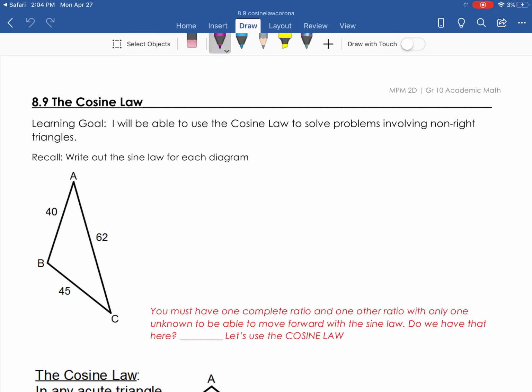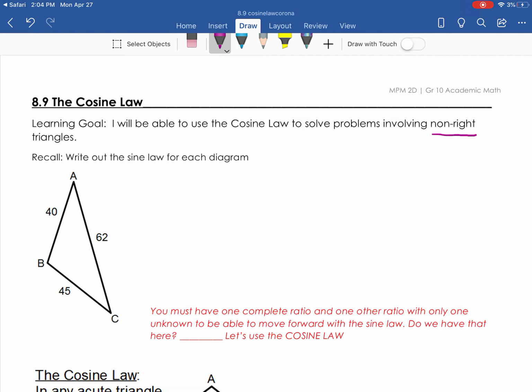Okay, so 8.9, the cosine law, is actually a pretty short lesson, and not a lot of homework. So, you know, get her done. And I'm going to post the word problem lesson as well, the review. And then next week, there will be just a half trig test.